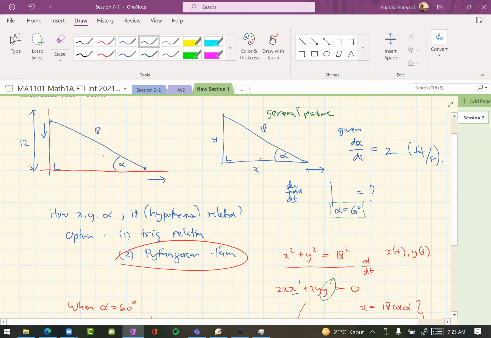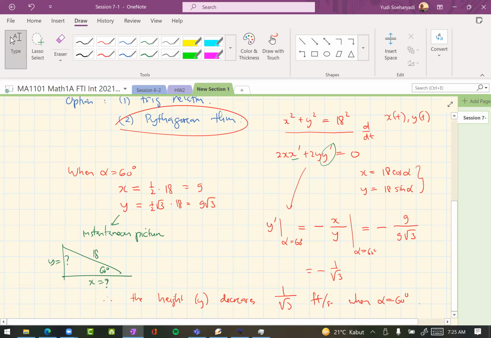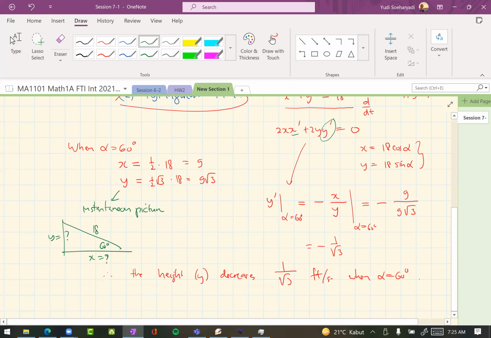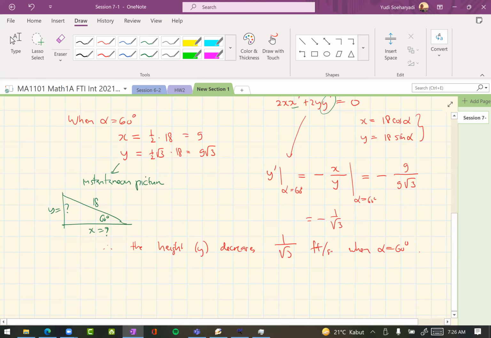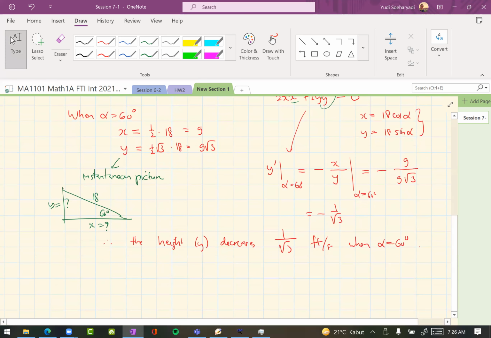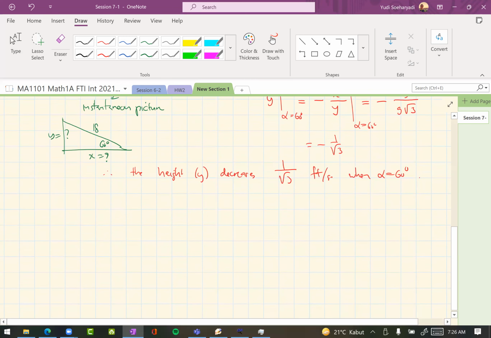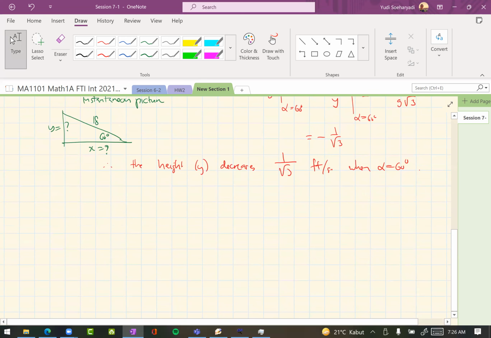Okay, you take the derivative from the general picture, you see. Because in the instantaneous picture, you get everything constant. So if you take the derivative, everything is zero, right? So you get nothing from the picture, no information whatsoever. Okay, so that's how you do these related rates problems. Solve this one. Picture. Okay, questions?